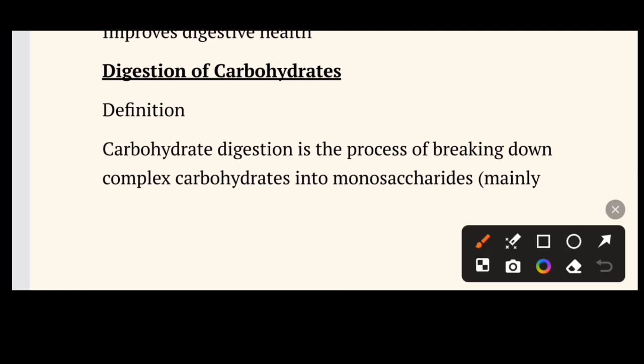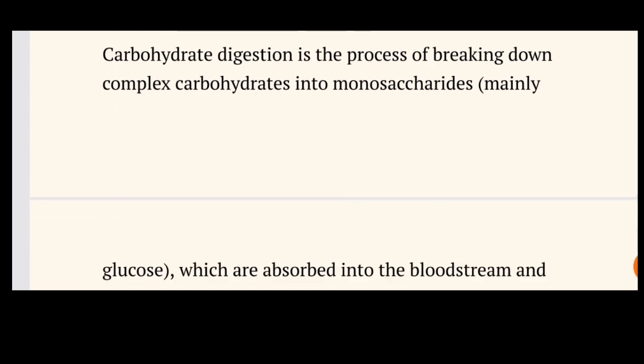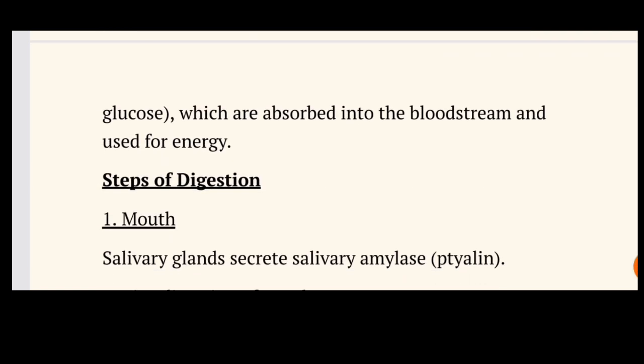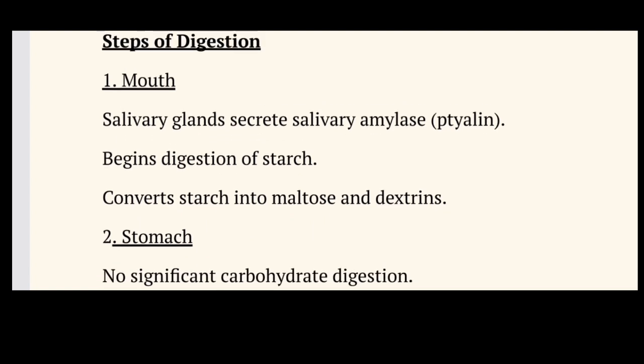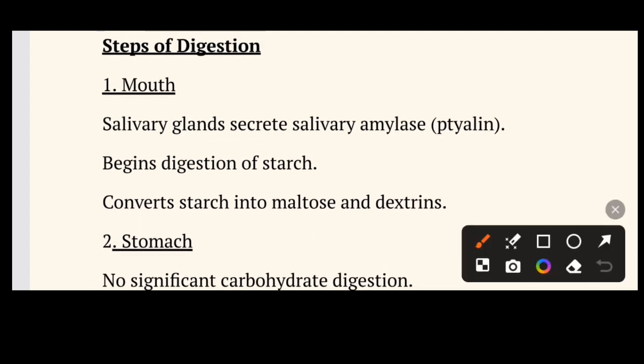Digestion of carbohydrate is the main process of breaking down the complex carbohydrate into monosaccharides. Monosaccharides means the simple units of sugar. Then we'll see the steps of digestion, how it happens in our body.